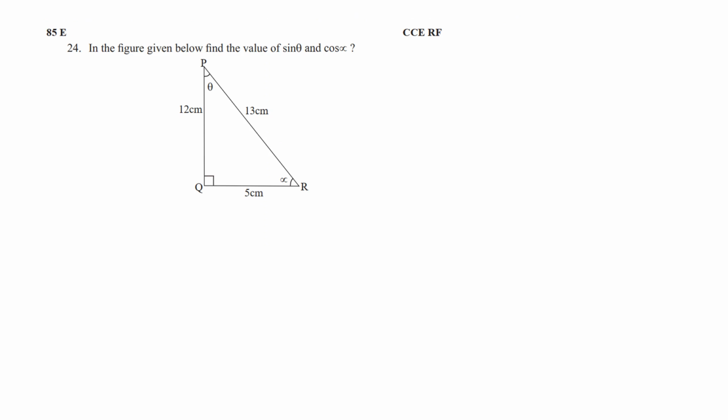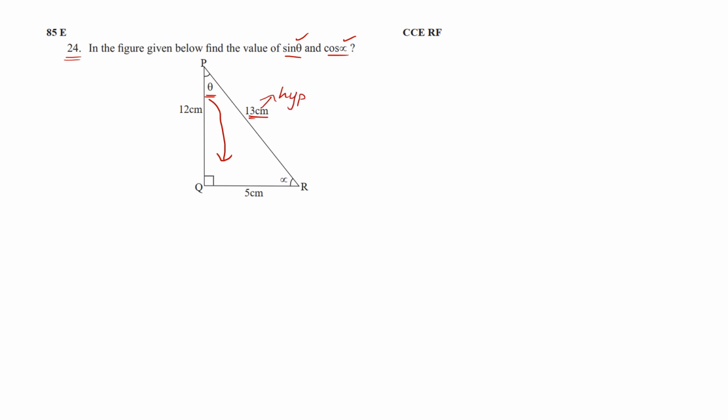Final question of the second main, that is the 24th one. In the figure given below, find the value of sine theta and cos alpha. They have given theta and alpha. Theta is here. With respect to theta, the opposite value here is 5. Sine theta is opposite by hypotenuse. The hypotenuse value, which is the highest value here, is 13. So it is the hypotenuse, right?